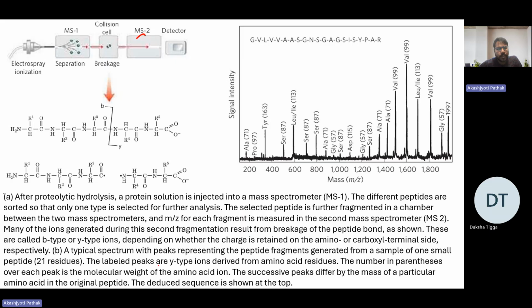So a typical spectrum with peaks representing the peptide fragments generated from a sample of one small peptide of 21 residues. The labeled peaks are Y type ions derived from the amino acid residues. The number in parentheses over each peak is the molecular weight of the amino acid ion, and the successive peaks differ by the mass of a particular amino acid in the original peptide.